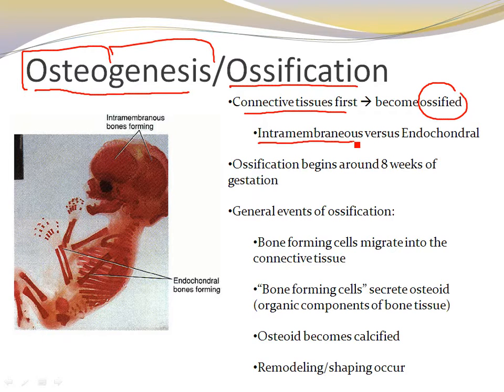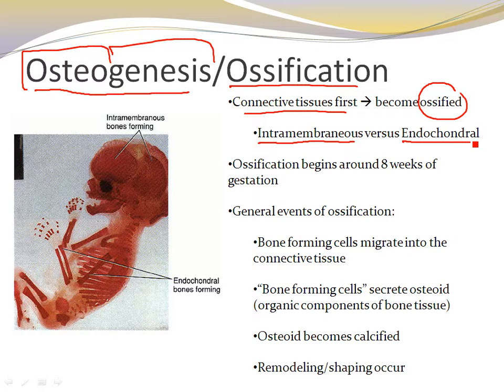There are two different methods by which this happens. Some bones ossify through a process that's called intramembranous ossification. Others through a process called endochondral ossification. And so we'll see the differences between those two in a minute.